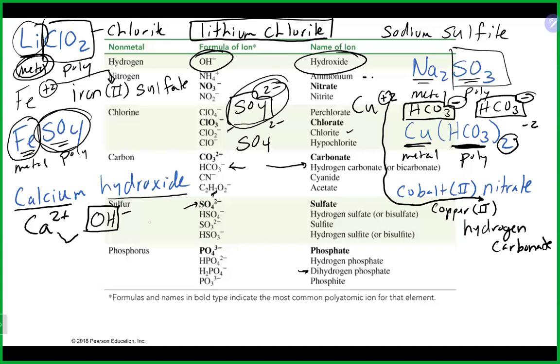More negative. So I don't need 1 hydroxide. I actually need 2. That's going to give me a -2 to balance out my +2. So that's going to give me a formula of Ca. I have how many of those polyatomic ions?